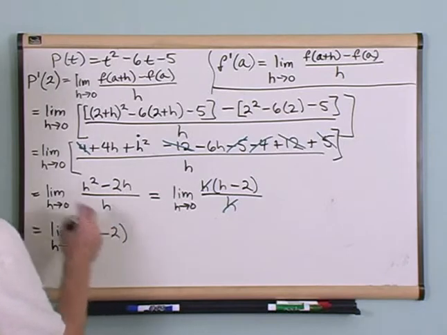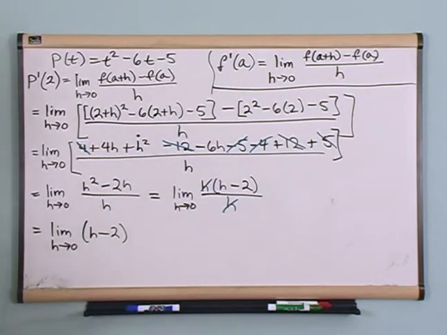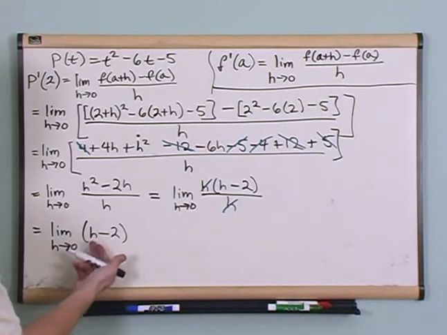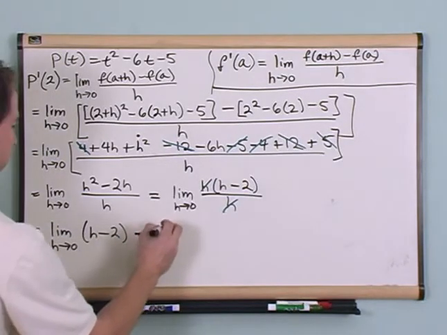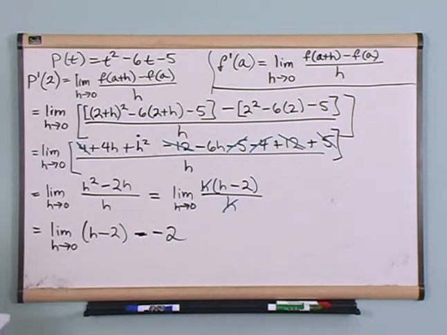So in the end, I'm going to be left with the limit as h goes to 0 of the quantity h minus 2. Now here's where you can apply what I showed you just a minute ago. Here I'm taking the limit of this function, h minus 2, as h goes to 0. So what do you do? You just plug in 0. Okay? You put 0 in here, and then whatever you're left with is the answer, negative 2.